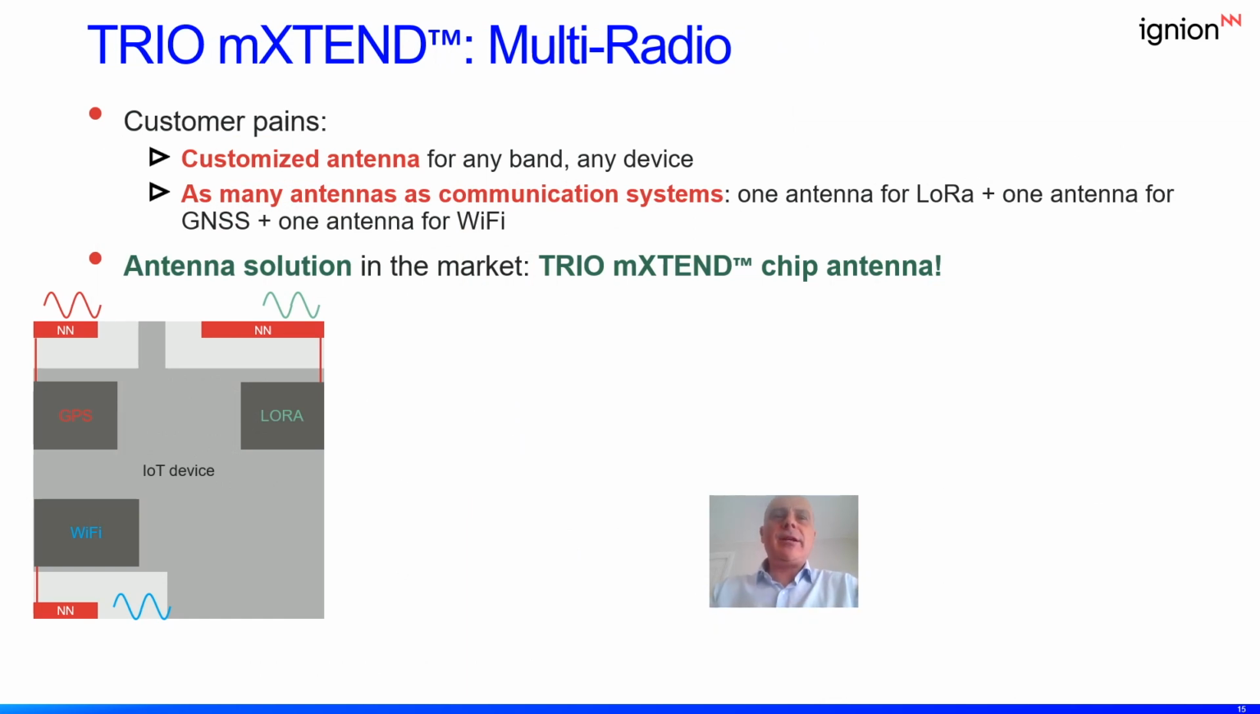Let's see another interesting feature about virtual antenna. So besides being small and multiband, virtual antenna products can be multiradio. This is the example of the Trio MX10. So imagine that we need to operate 3 radios at the same time, one for LoRa 900, another for GPS, and another for Wi-Fi.